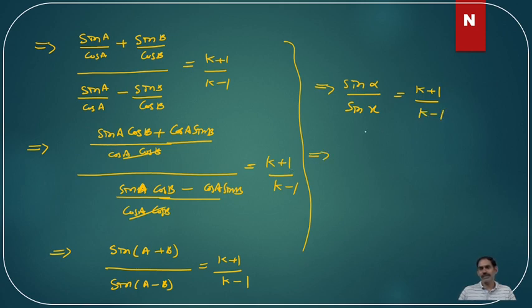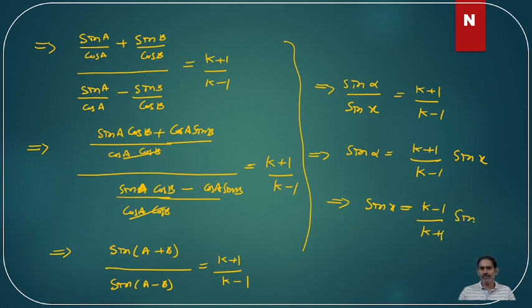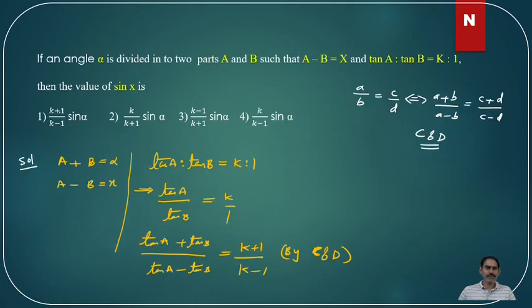That implies sin alpha equals k plus 1 by k minus 1 into sin x. But the question asks for the sin x value in terms of alpha. So take sin x on this side, and this fraction will be reciprocal: k minus 1 by k plus 1 into sin alpha. Therefore, the sin x value is k minus 1 by k plus 1 into sin alpha. This is the answer, first option. Next.